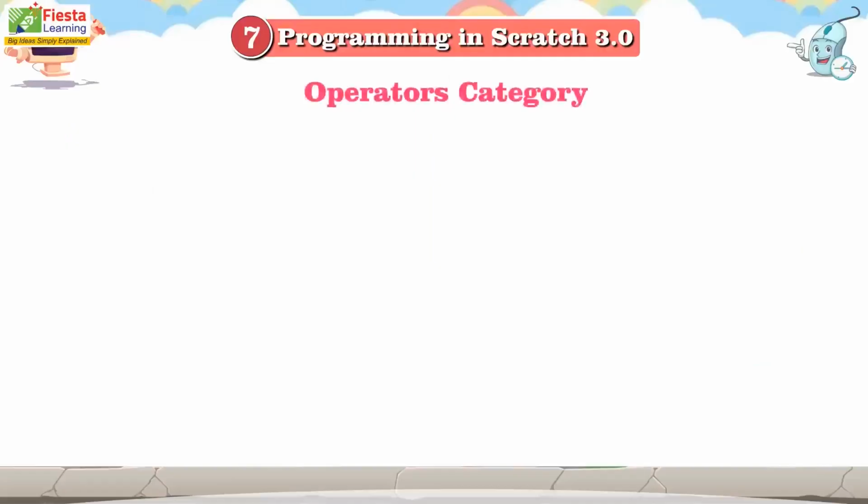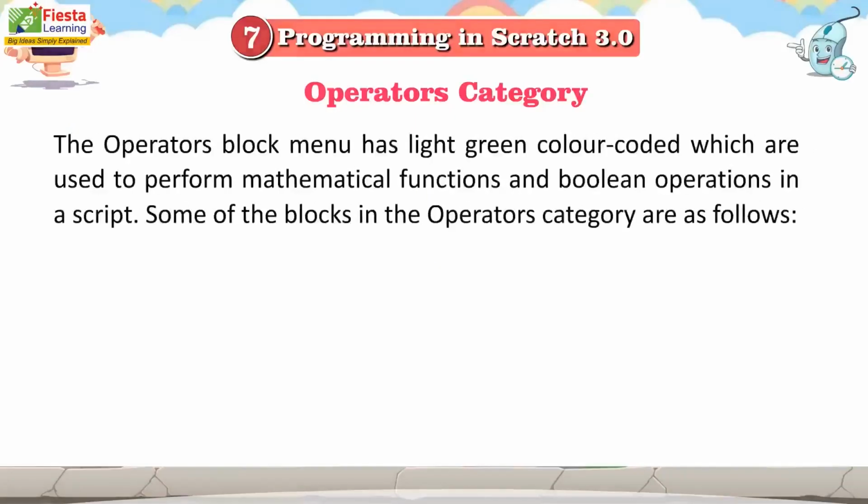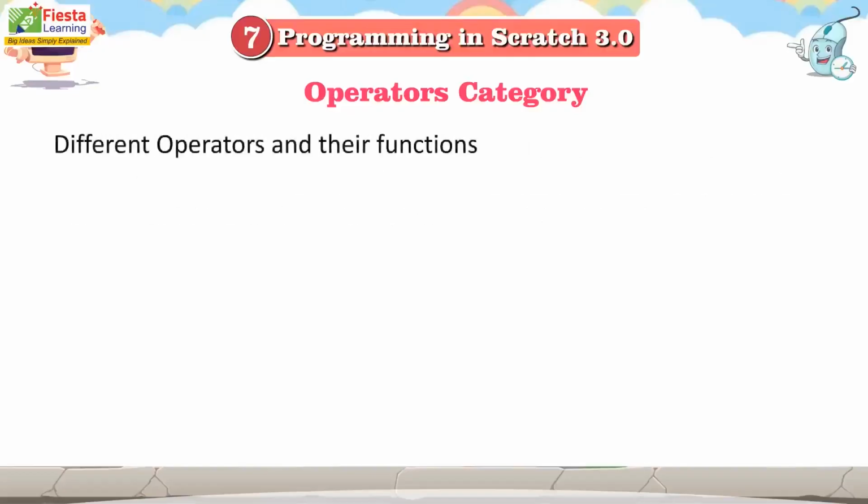Operators category. The operators block menu is light green color coded and is used to perform mathematical functions and Boolean operations in a script. Some of the blocks in the operators category are as follows. Different operators and their functions.